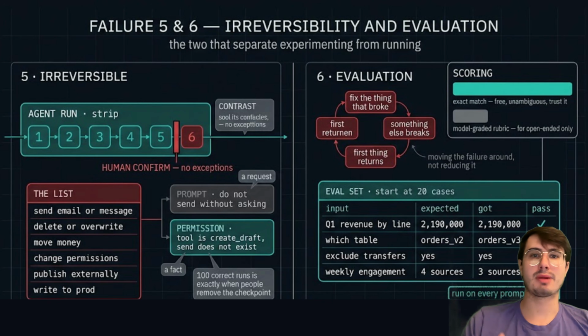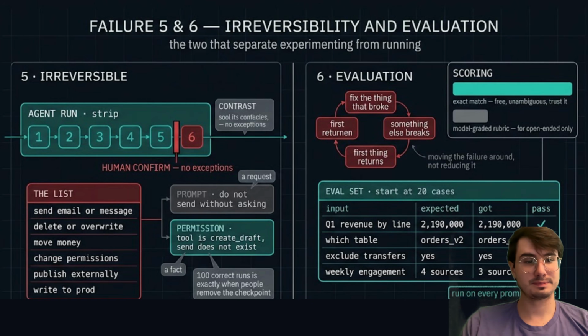For open-ended stuff, a model grading against a rubric works better than nothing, but try to make as many of your eval sets true-false as possible, because deterministic scores are the ones you can trust when you're reading a CI failure. And then run that on every prompt change. That's the discipline to see how you're actually making progress with your prompting.